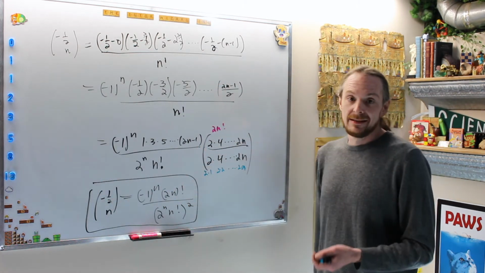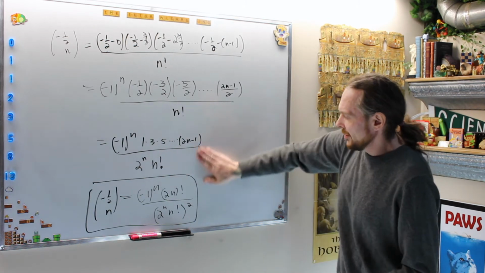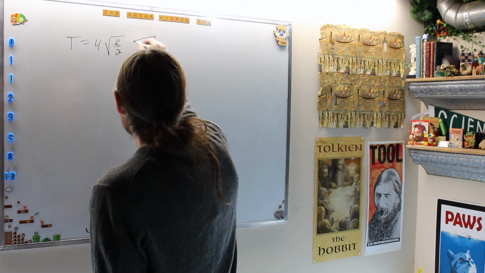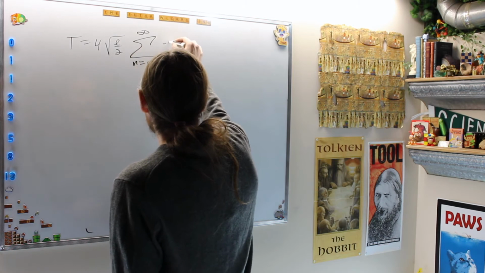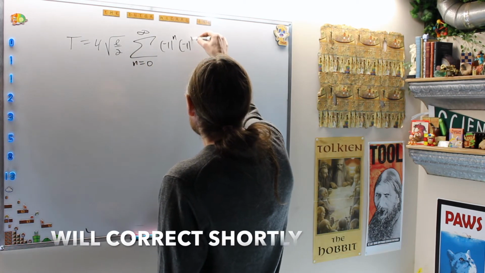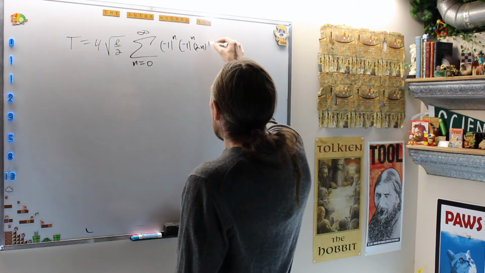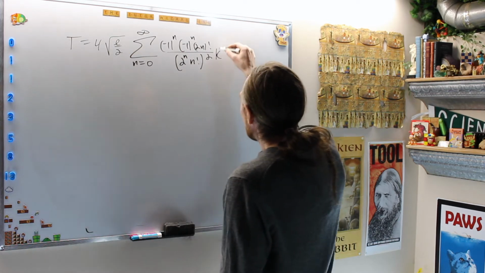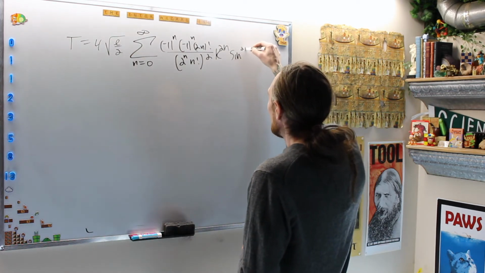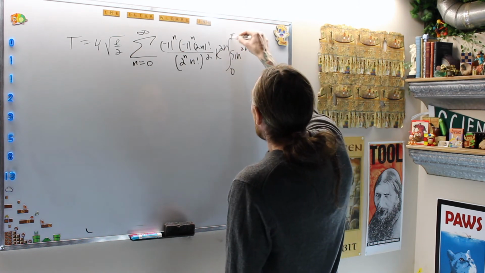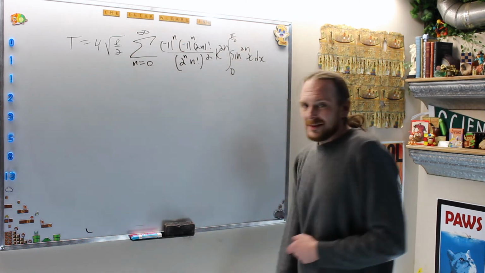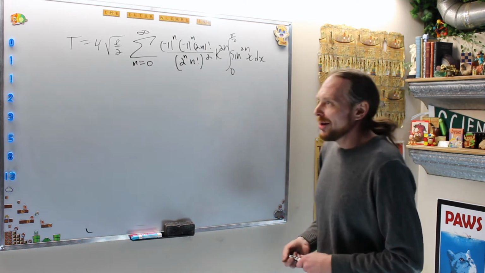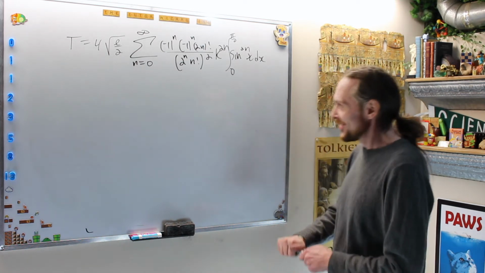-1/2 choose n is this. The book leaves it like this, but I say boo on you, book. What did that tell us? T is equal to 4 times the square root of L over G, the sum from n equals 0 to infinity of -1 to the n, now times -1 to the n, 2n factorial over 2 to the n factorial squared, times k to the 2n, don't forget that, times the integral from 0 to pi over 2 of sine to the 2n x dx. I know it's in there somewhere, it's in my mind palace. Sherlock Holmes ain't got nothing on me.